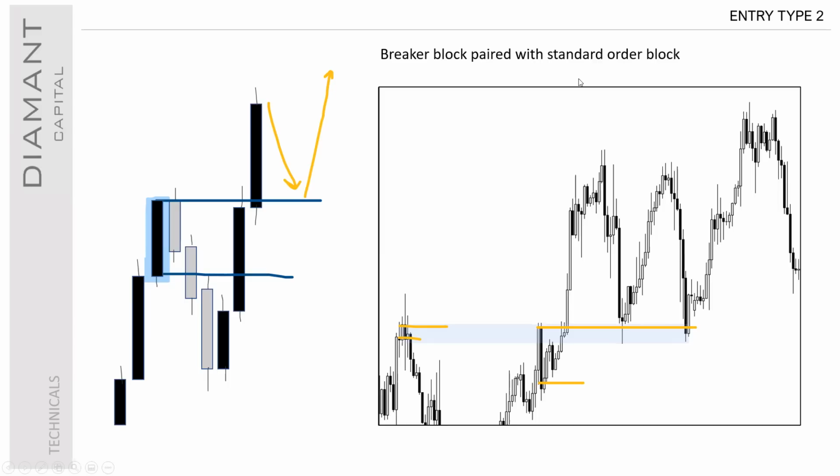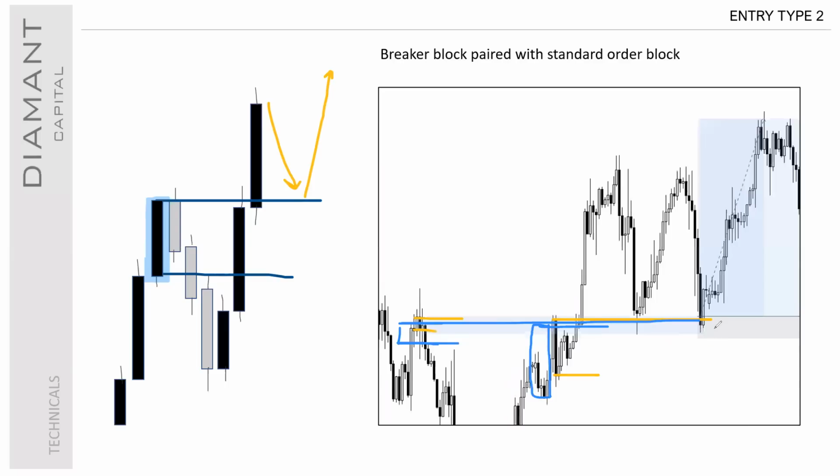So this is another example that you could look at. Breaker block we can identify as being over here. So this one is the breaker block that we've identified. So this is the zone. Then when you look at the standard order block, this is the large order block that we're looking at. This one right here. So when you pair them two together, how does it look like for an entry? The entry would have looked exactly like this.